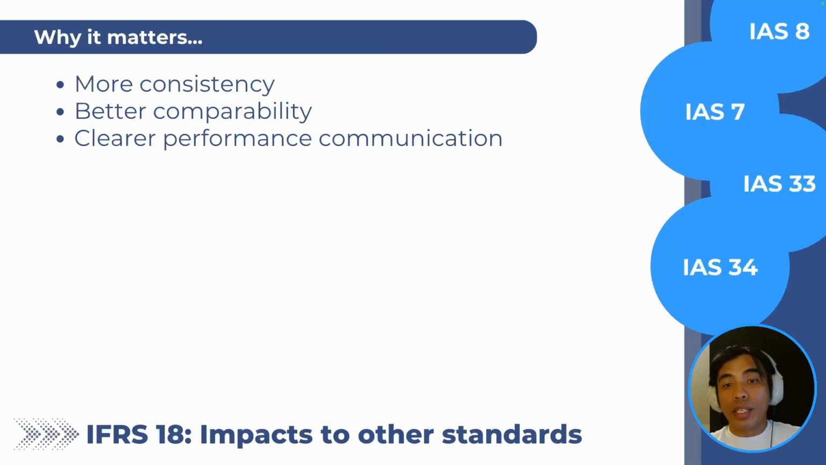IASB's aim was simple in releasing IFRS 18, to make financial statements more useful. This means that there should be more consistency between standards, better comparability between companies and industries, and clearer communication for the users of financial reports. Whether you are a preparer, reviewer, or an investor, this is information that you'll want to understand.